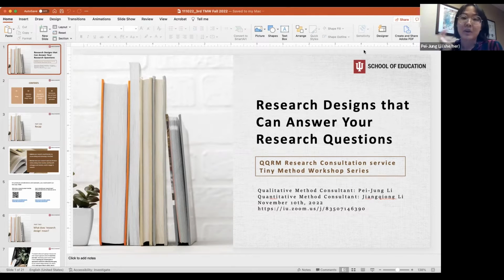Today we're going to talk about research design, and hopefully these ideas, and the demonstration of how we try to better align the research design to the research question, can help your future project.